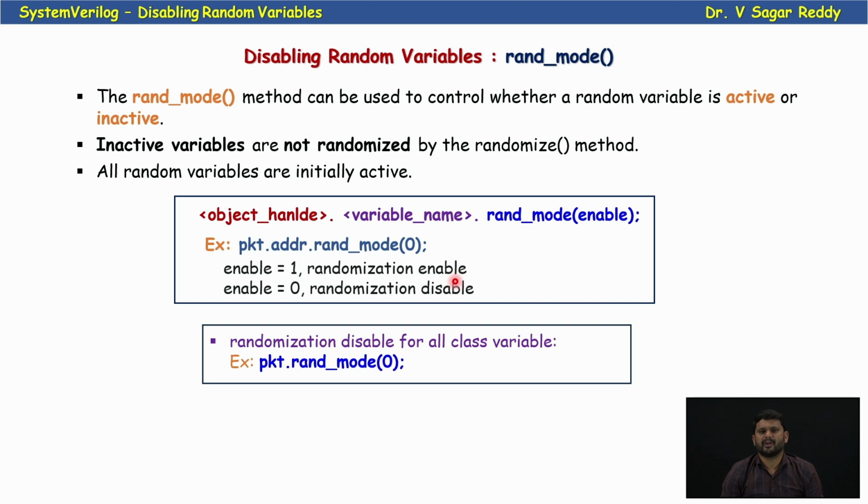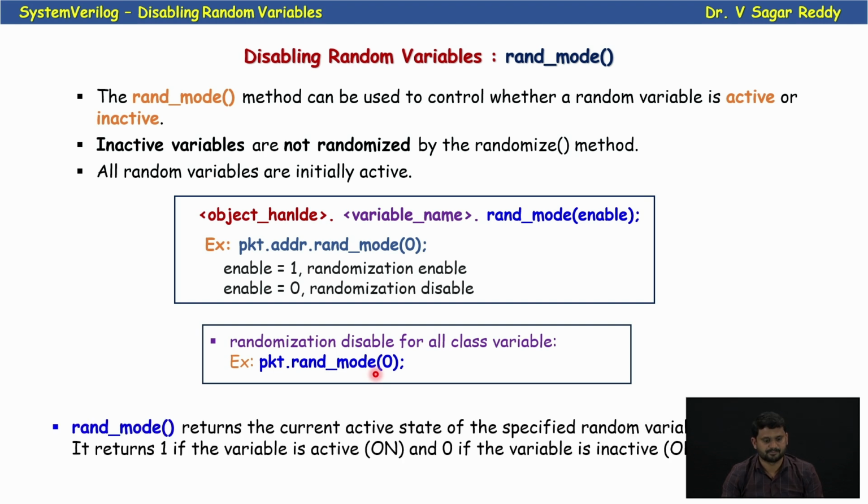Now if you want to disable all random variables in that class or object, we use the object handle dot rand_mode(0). If we invoke pkt.rand_mode(0), then all the random variables in that object are disabled and inactive. In that case, the randomize method does not randomize those inactive random variables.